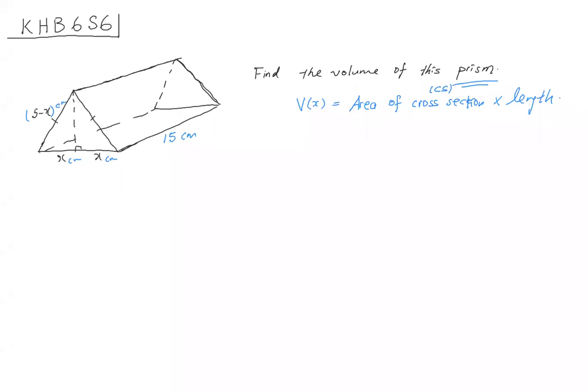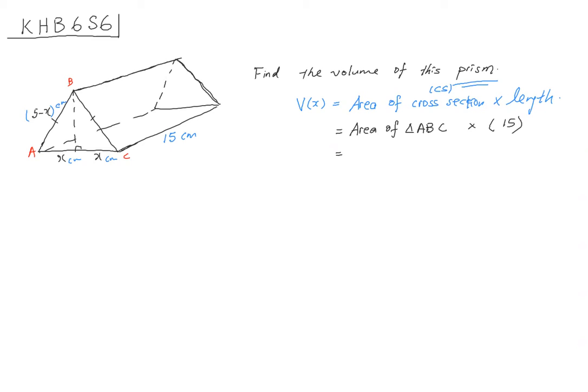So now the cross section is a triangle. So we label the triangle. So you put down there area of triangle ABC times by the length is 15. Okay, done. So now how to get the area of a triangle?